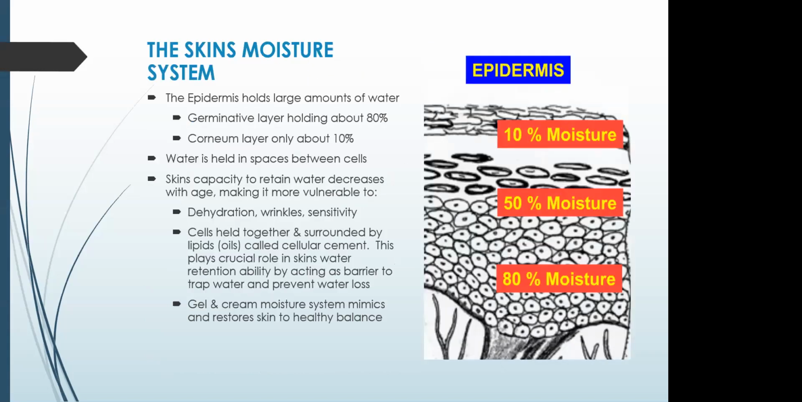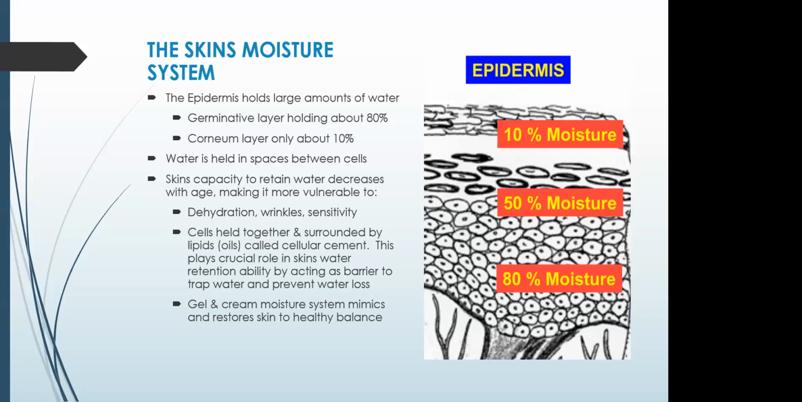So the skin's moisture system. The epidermis holds large amounts of water. The germinativum layer holds about 80%, corneum layer about 10%. Water is held in space between these cells. The skin's capacity to retain water decreases with age, making it more vulnerable to dehydration, wrinkles, and sensitivities.